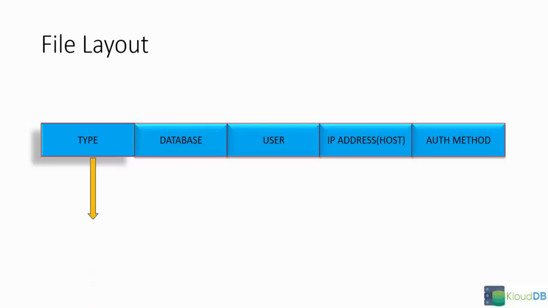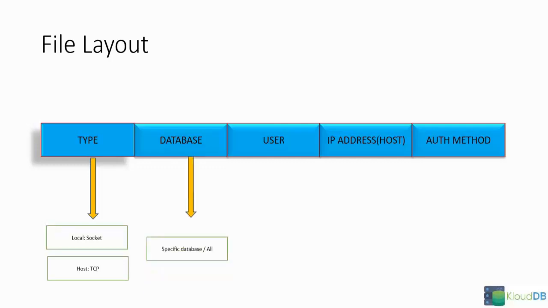The type field can have a value of local or host. Local means it is for socket connections, typically used by DBAs. They use socket connections, and this value is for that. And then when there is a host, this is for TCP connections. Typically, the application connections use the TCP method.